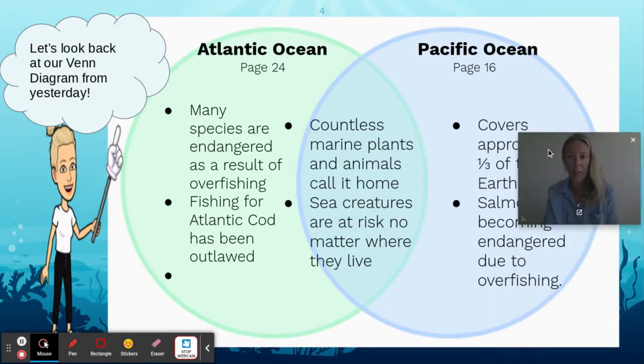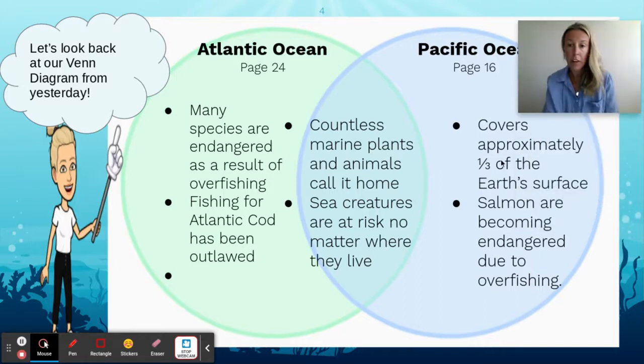Let's look at the Atlantic Ocean. We were able to identify that many species are endangered as a result of overfishing. Fishing for Atlantic cod has been outlawed. Let's look at our Venn diagram for Pacific Ocean. We were able to identify that it covers approximately 1/3 of the Earth's surface. Salmon are becoming endangered due to overfishing. Okay, this was done on day 10, and today we are just reviewing what we learned yesterday.